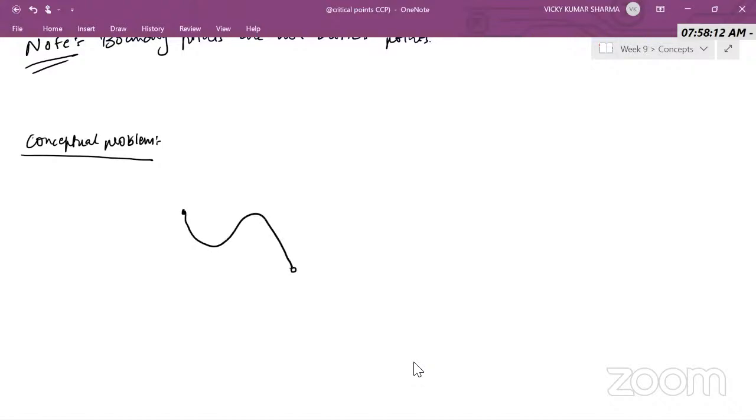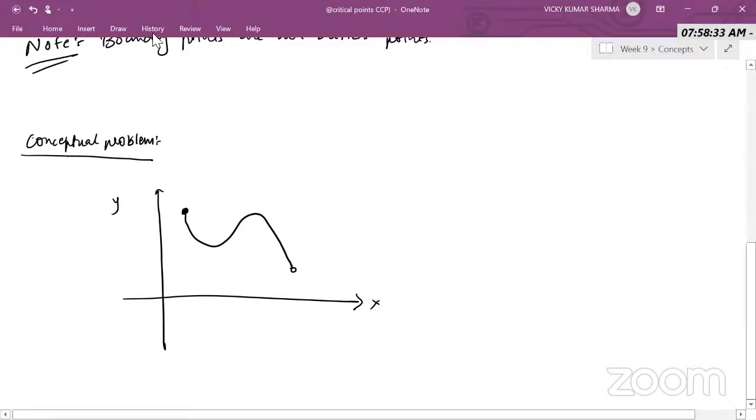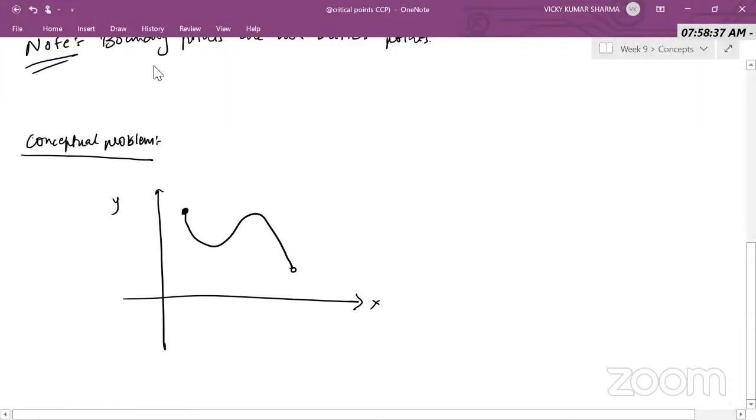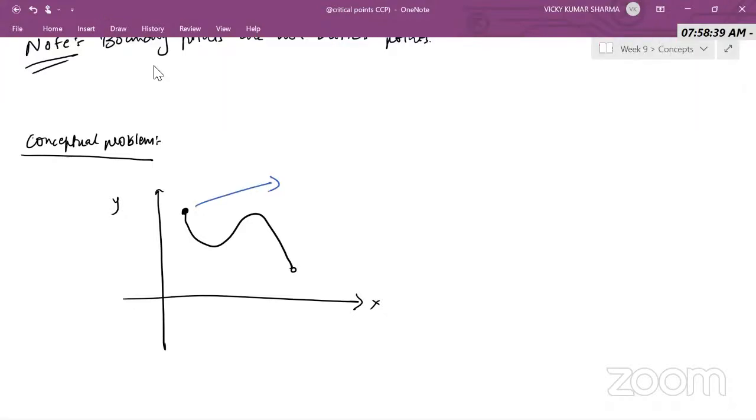So if this is my function, let's say this is my x-axis, this is my y-axis. Over here, you understand what this symbol indicates, right? That this point is included over here, this point is not included. So you understand, all of you? Yes, sir. Okay.